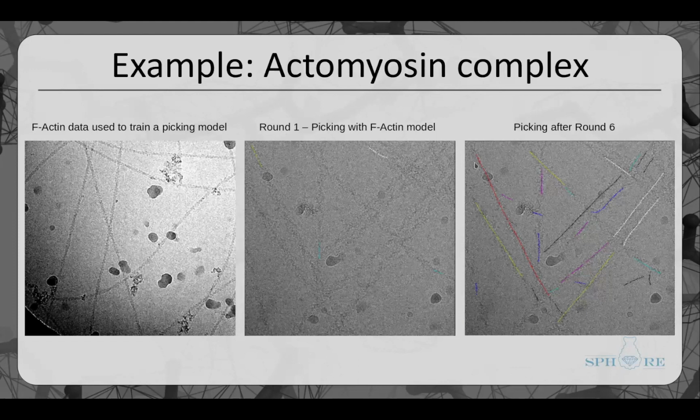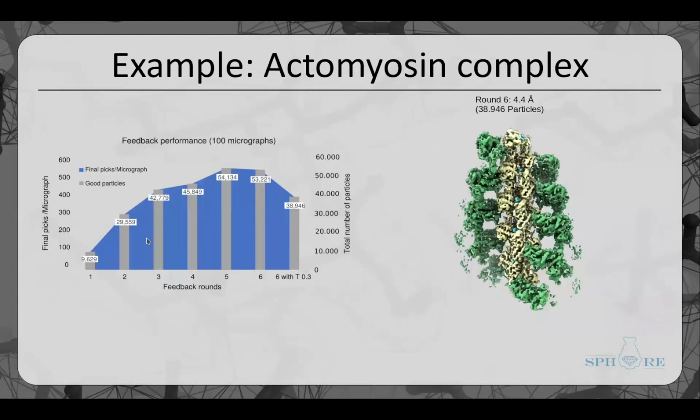After six feedback rounds, you can see that we have a good tracing. It's not perfect yet, but it's enough to get a good reconstruction. And we see the same pattern again. We start with a very low number of good particles per micrograph, and this number is increasing. And in the end, we get a reconstruction at 4.4 angstrom with 100 micrographs.